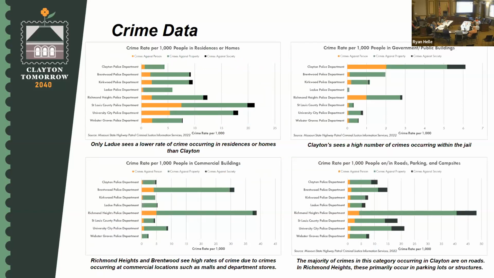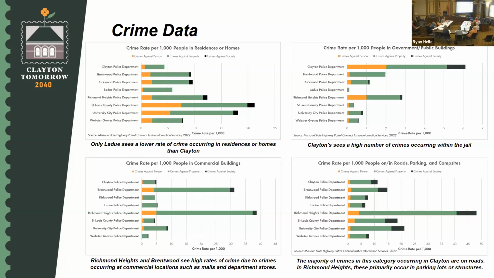And so that top right graph is crimes that happen at government buildings. You can see you all far outpace your peers, but that is really just because of the presence of the jail here versus another community that may not have that. For all of the other categories, so commercial buildings, residences or homes, and then roads, parking lots, et cetera, you all are at the bottom of the pack.